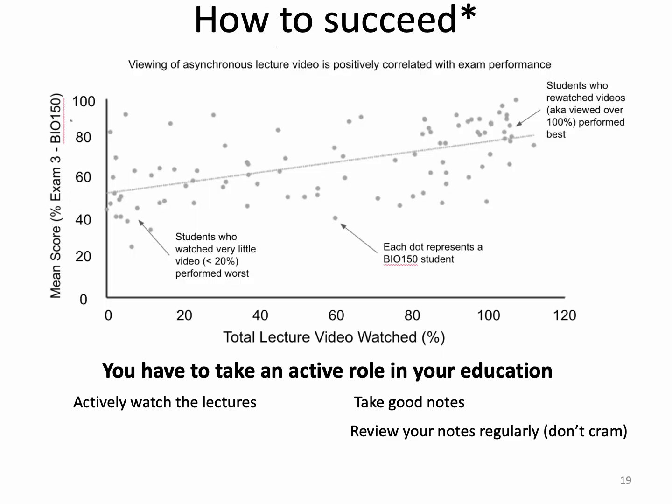Just to give you an idea of how important this is, here are some data looking at student scores on an exam versus the total amount of lecture videos that they watched. Each dot represents an individual student. So for example, this student right here watched 60% of the lecture content and scored a 40% on the associated exam. And as you can hopefully see, the general trend is that students who watched less video content tended to perform poorly, while those who watched or even rewatched videos tended to perform much better.